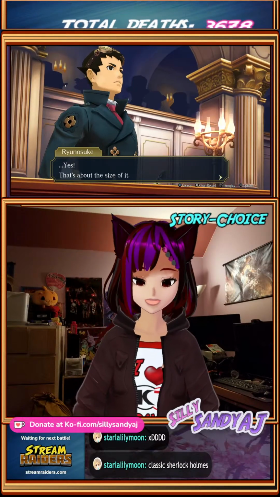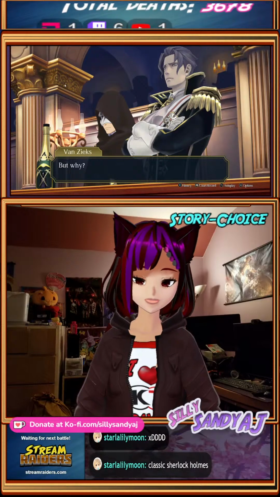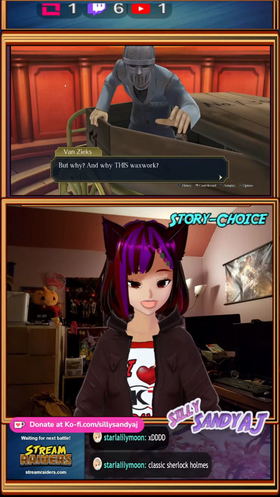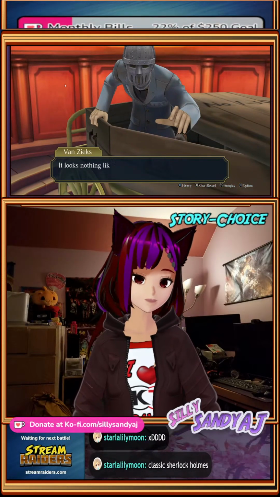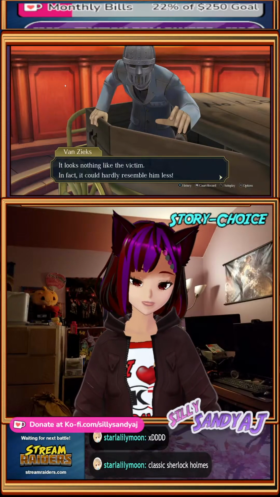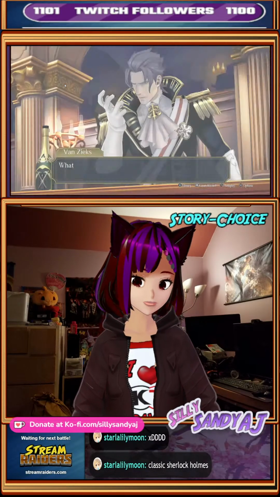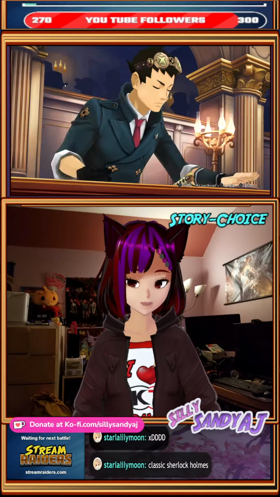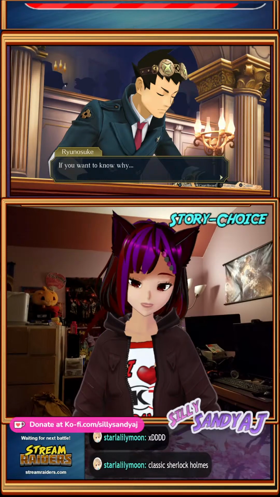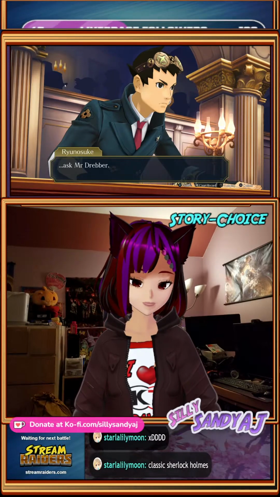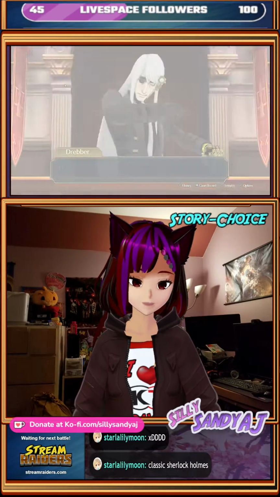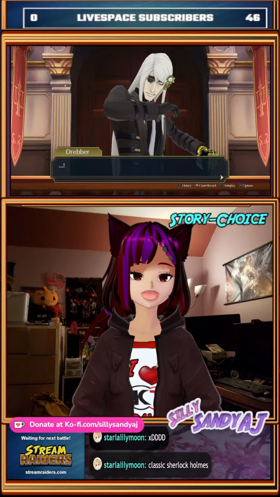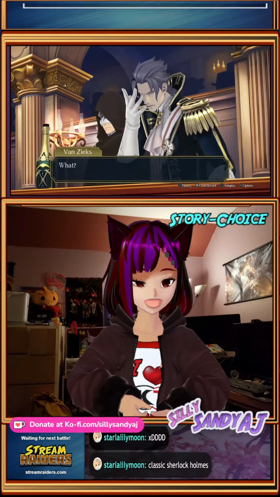Yes, that's about the size of it. But why? And why this waxwork? It looks nothing like the victim. In fact, it could hardly resemble him less. What possible justification can you give? If you want to know why, ask Mr. Drebber. What?